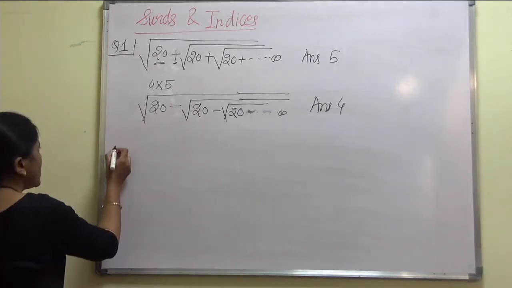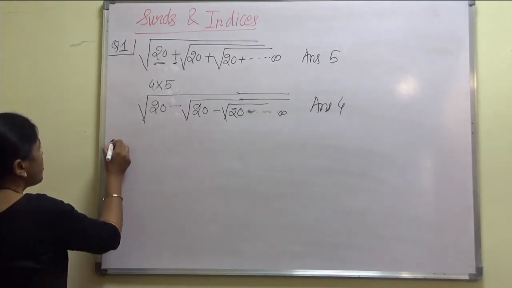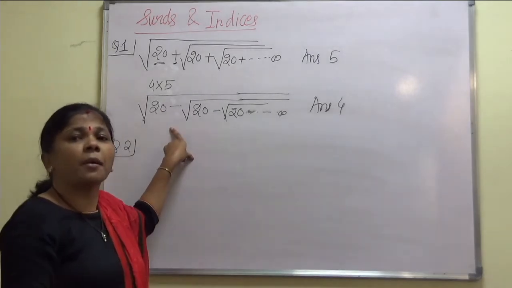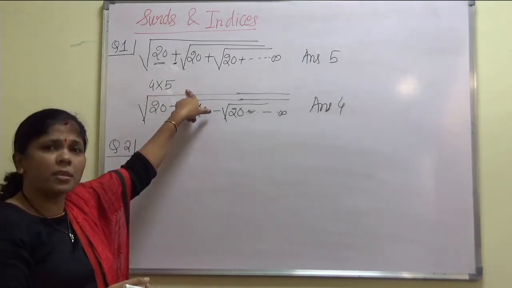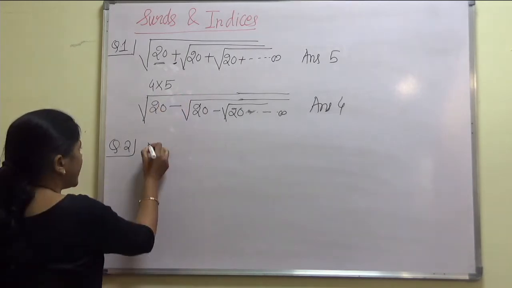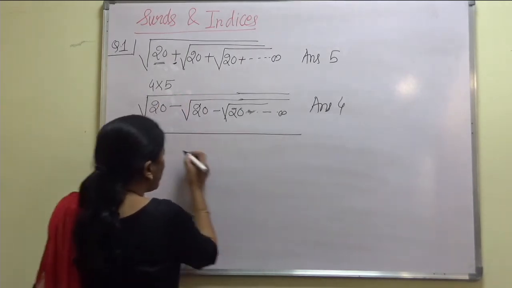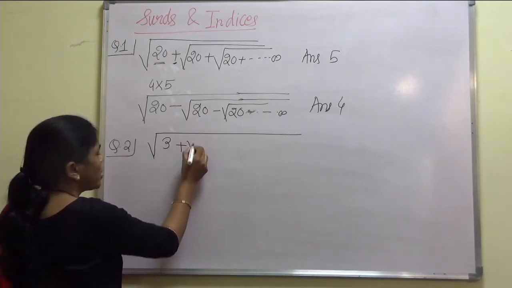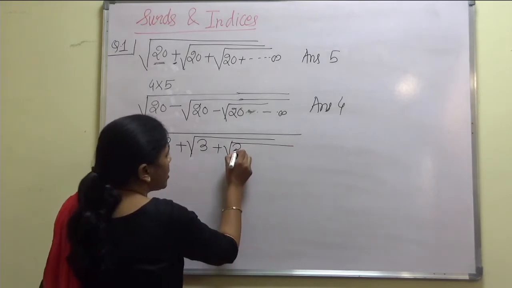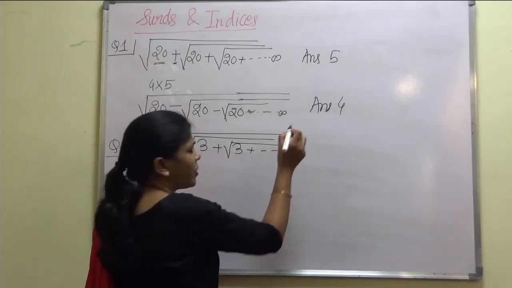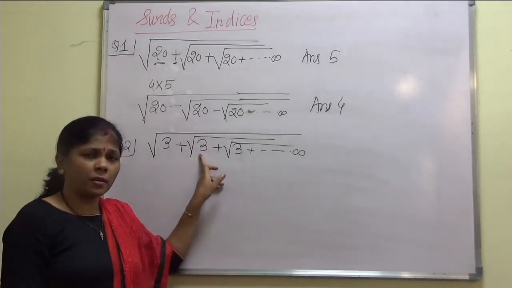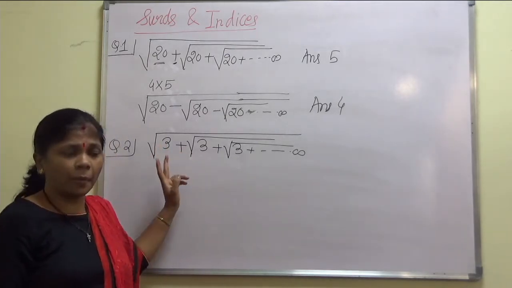Now the next possibility: suppose it is not possible to write this number as a product of two numbers whose difference is 1. What to do in that case? Let me take one example. Suppose we have to find the cube root of 3 square root of 3 plus square root of 3 plus square root of 3, and so on, up to infinity. What we can find here is that I cannot write 3 as a product of two numbers.